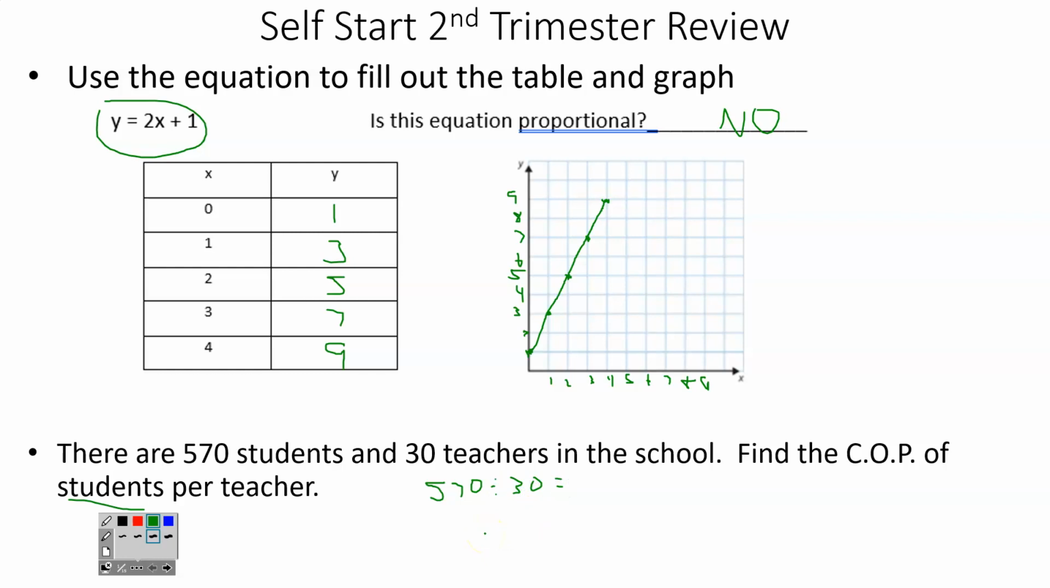So when I type that into my calculator, let me just pull it up. There we go. I do 570 divided by 30. I get an answer of 19. So there are 19 students per one teacher.